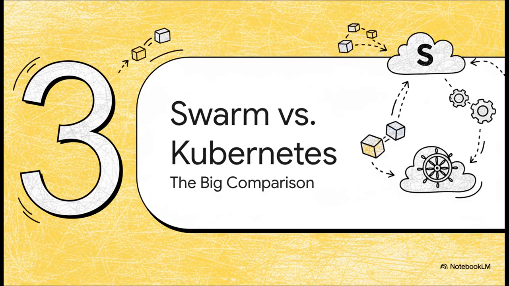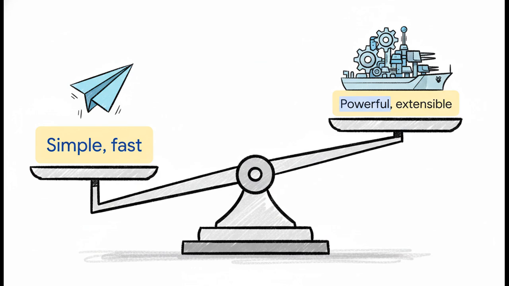Now, of course, we can't talk about orchestration without addressing the elephant in the room, Kubernetes. So the big question is, how does Swarm stack up against the big guy? This really isn't a David versus Goliath kind of battle. It's more like choosing between a sleek sports car and a giant heavy-duty truck.